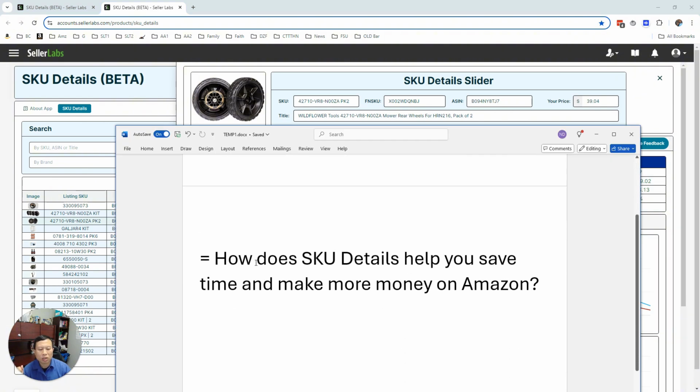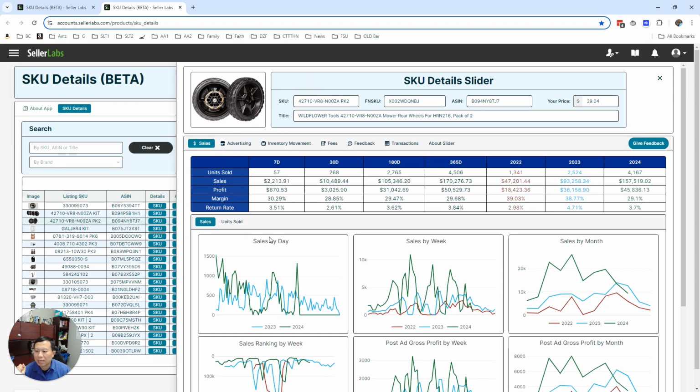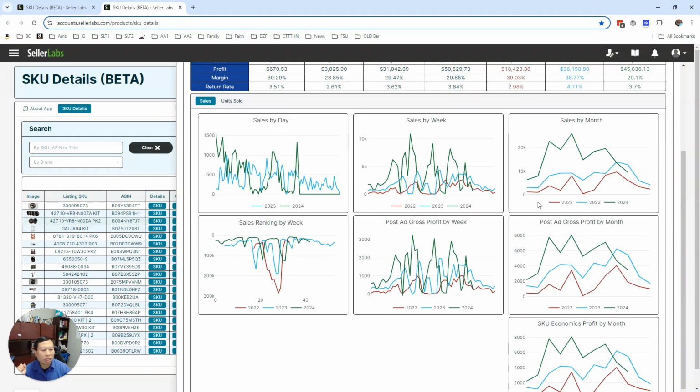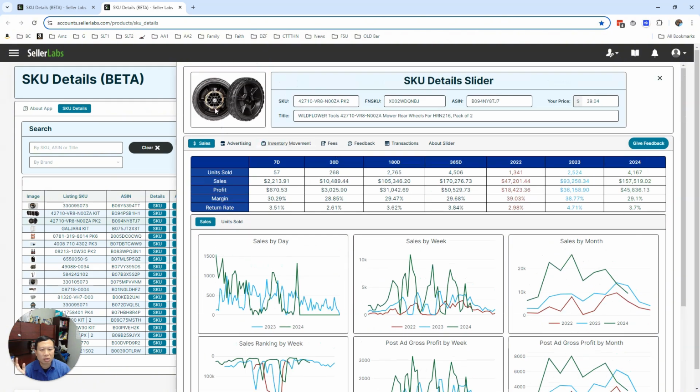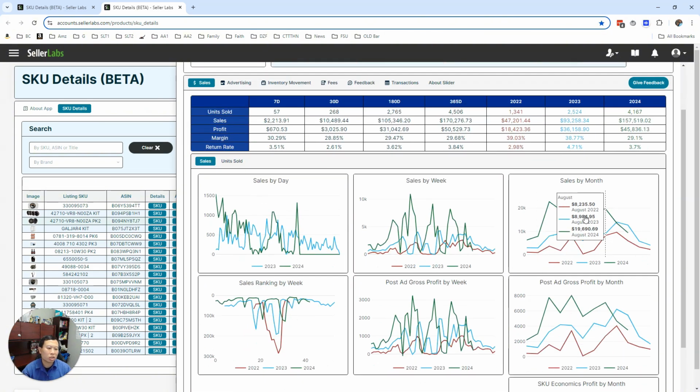So the second question we're going to answer is how does SKU Details help you save time and make more money on Amazon? For example, for this SKU, at a glance you can see the sales and profit and how it's trending by week and by month. And the sales here, as you can see, are very seasonal. During the winter, November and December, the sales tend to trend down, and then in the summer they go up, because these are lawnmower wheels, so in the summer you sell more of them. So at a glance, it allows you to see those seasonal patterns pretty quickly.